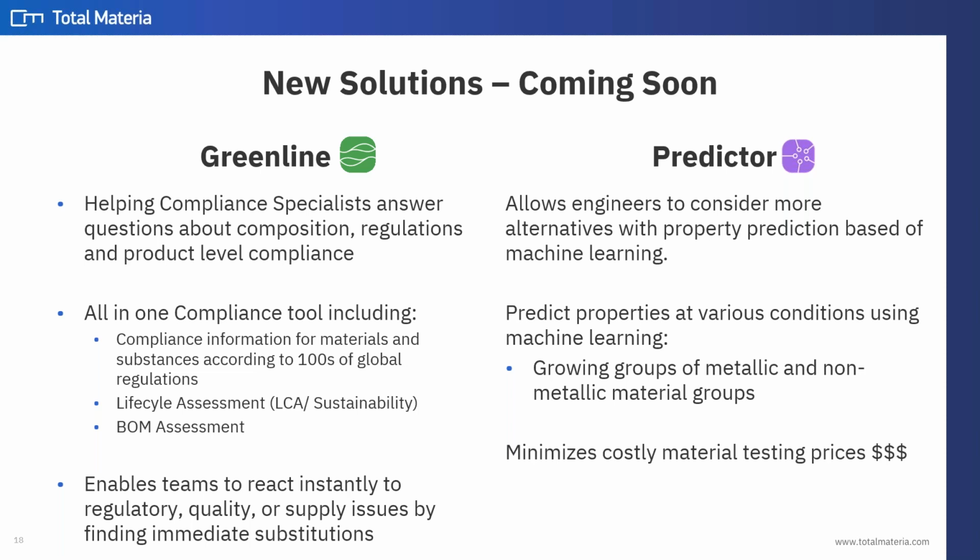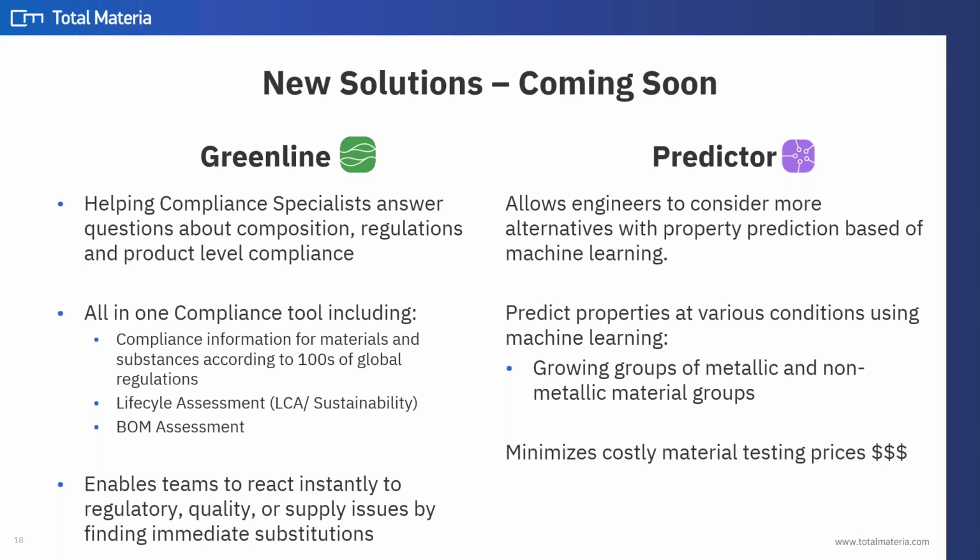And essentially it enables teams to react to different issues, supply chain issues, finding immediate substitutions. So you don't have to go back to a different system, assess your BOM, do an LCA. It's all in one place. So that's what Greenline is, and that's very specific to compliance teams. And of course, not everyone will need to have access to Greenline. You could choose who would have access to Greenline if you have a corporate account, let's say.